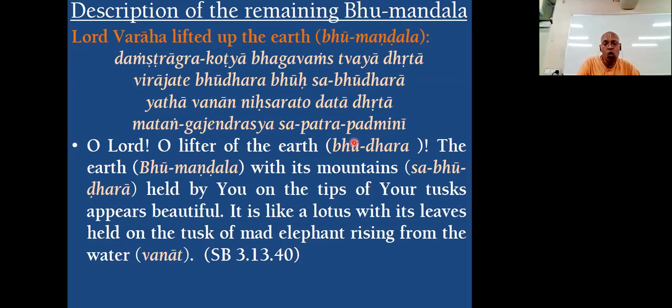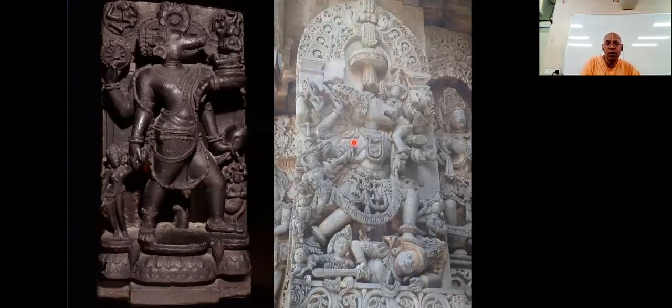They say that, O lifter of the earth, Bhudara, the earth, that is Bhumandala, with its mountains, held by you on the tips of your tusks, appears very beautiful. It is like a lotus with its leaves held on the tusks of a mad elephant rising from the water. My dear Lord Varaha, as you are lifting the entire Bhumandala, it appears like a lotus flower held by the tusks of a mad elephant. That's how they glorify.